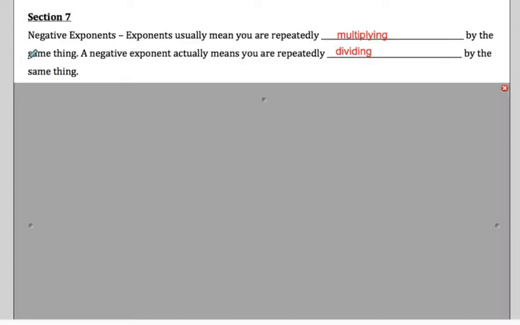These are the notes for Section 7 for the ALICE unit. We're going to cover negative exponents.